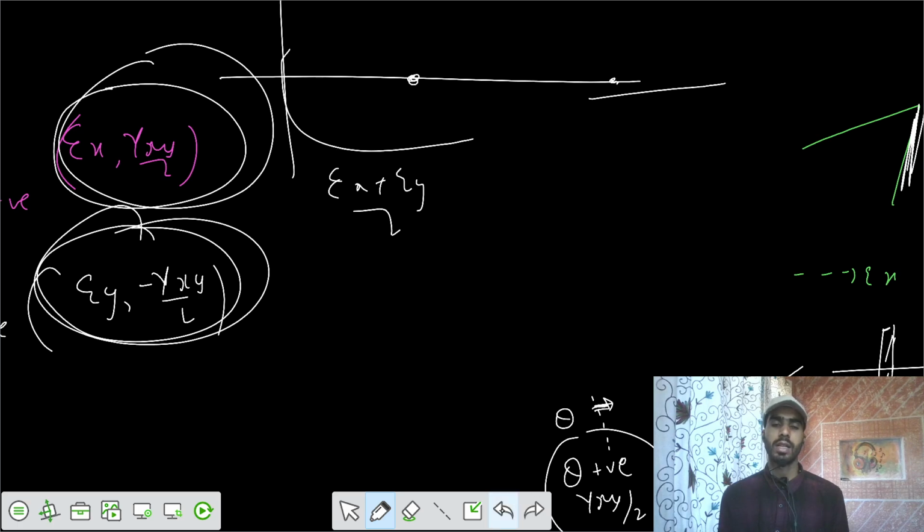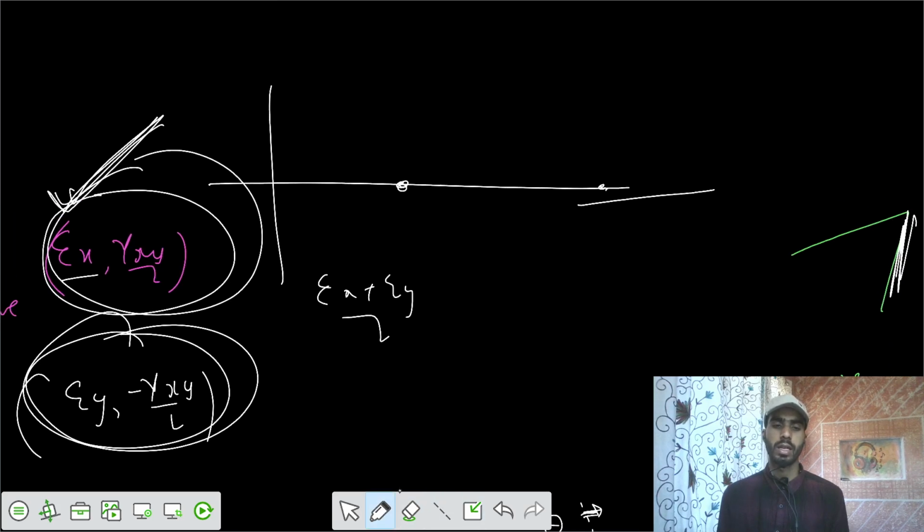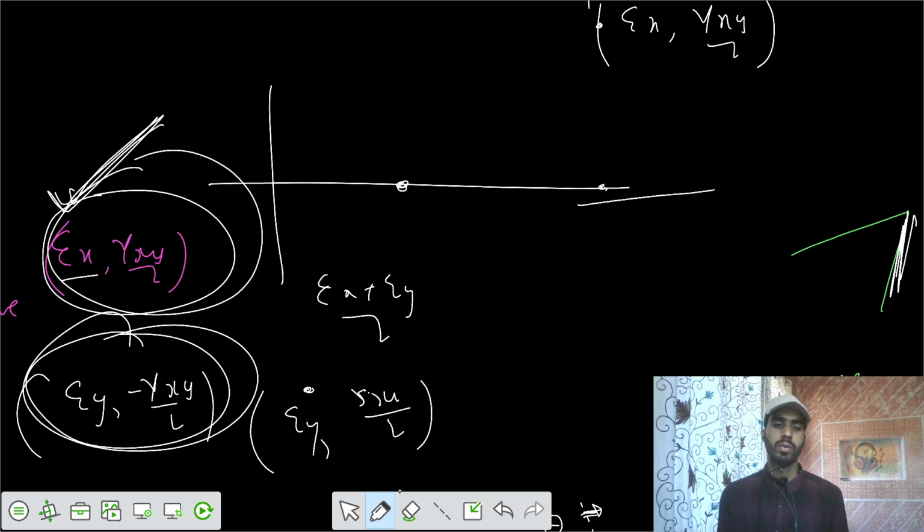So this is the next point. Firstly you can plot these 2 points. Let's say EX comma positive gamma xy by 2. So both are positive. So this is EX, gamma xy by 2. This is our point 1. And similarly for point 2, I would say EY comma minus gamma xy by 2. So let's say this is strain Y and this is gamma xy by 2 negative. So it would be at an angle of 180 from each other.